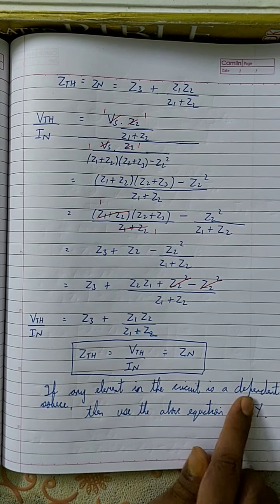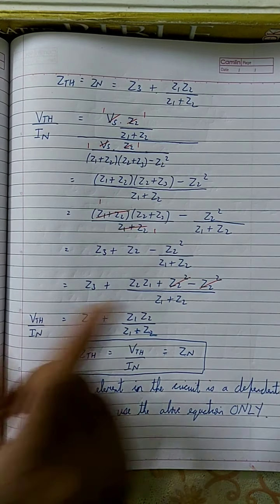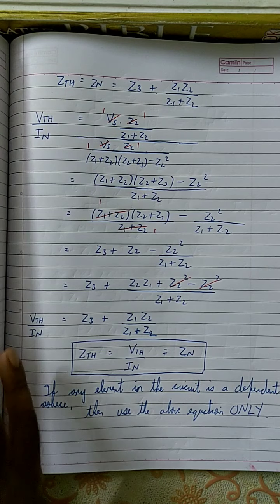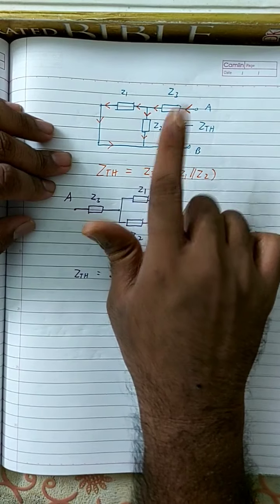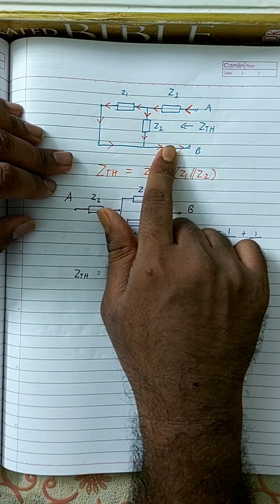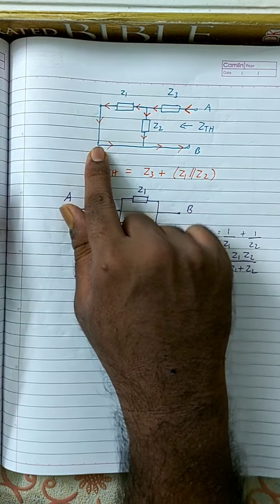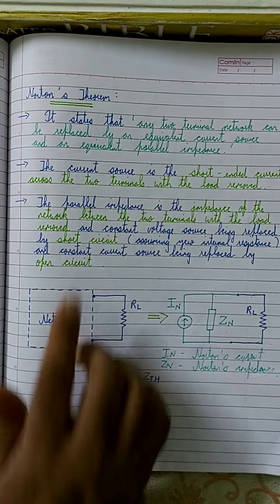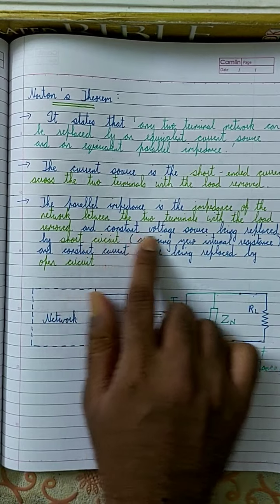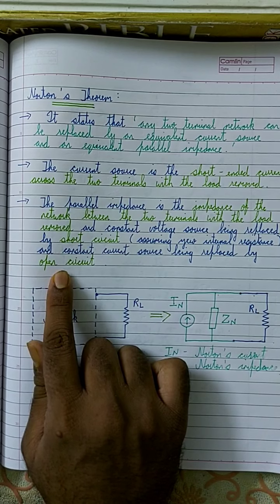If the circuit has a dependent source anywhere, you should understand the reason why. The reason is that, as I have already told you, to find ZTH or ZN you need to short the voltage source and open the current source. Look at the two statements. The constant voltage source is replaced by a short circuit and the constant current source is replaced by an open circuit. Here also same case.